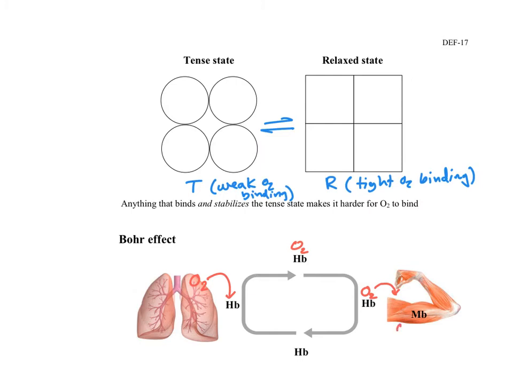But here's the deal. There's also CO2 and protons out here, and because there's a lot of CO2 and protons, they hop on and they ride back on hemoglobin. And when hemoglobin gets back to the lungs, the CO2 hops off into the alveolar spaces and goes out when you breathe out, and protons hop off as well.